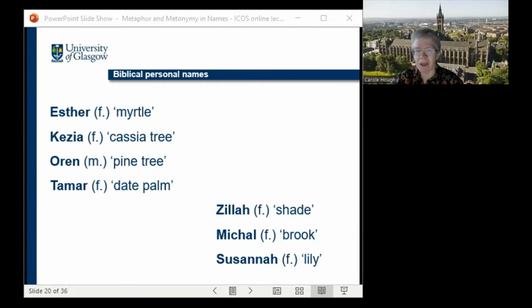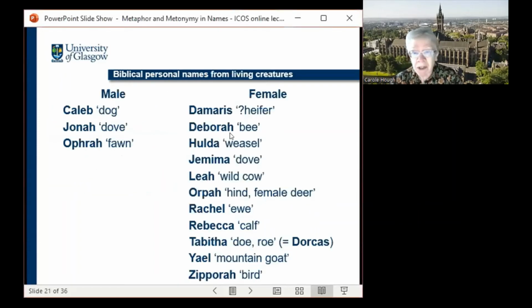Here I'm still referring to the biblical names in Hanks et al.'s Dictionary of First Names. In the case of the tree names, though, it's difficult to know what particular aspects of the individual tree species are being mapped onto the name bearer. This problem is more acute when we return to the theme of names from living creatures. Just 14 of the total 210 comprise animal or bird names, no fish. And again, the majority are female, 11 as opposed to 3 male names. Also, even of the 3 male names, both Jonah and Ophrah are feminine in form.